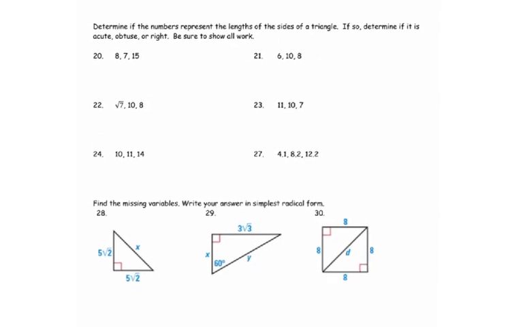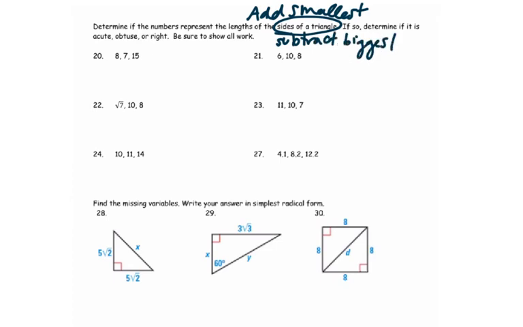Next, determine if the numbers represent the lengths of a triangle. So what you need to do is add the smallest and subtract the biggest. That's called the triangle inequality. 8 plus 7 is 15. 15 minus 7 is 8. All of these numbers have to be between 8 and 15.